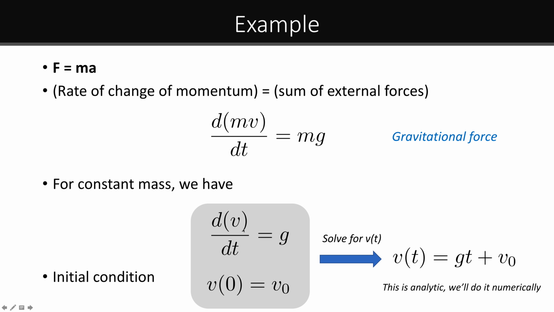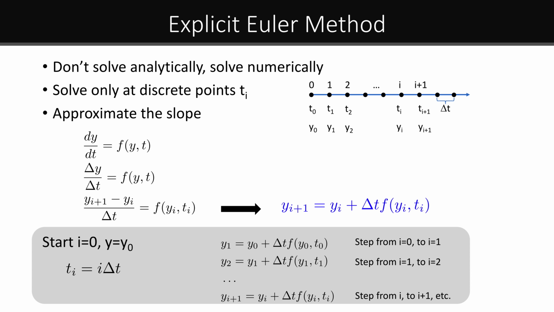This problem is simple, and we can solve it analytically. We get a linear profile for v, so if the acceleration is constant, the velocity is linear. This is an analytic solution. We're going to solve it numerically using the explicit Euler method. Now, in the explicit Euler method, we don't find y as a continuous function of t at every possible point. Instead, we're only going to find the solution at discrete points. So the first thing we do is specify a grid of discrete values.